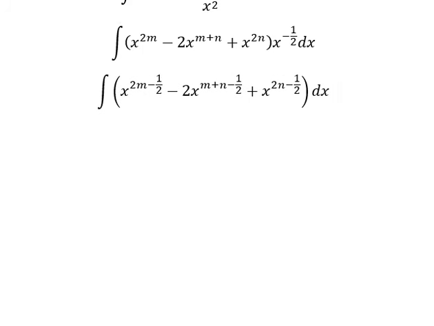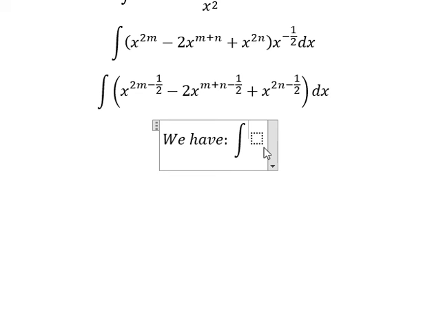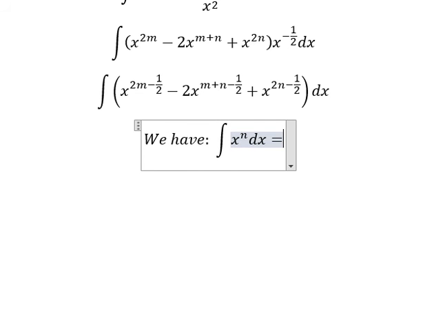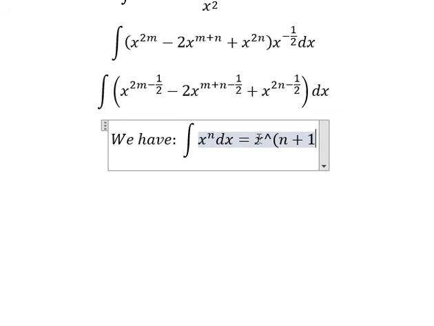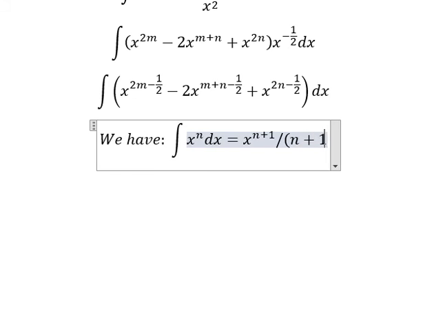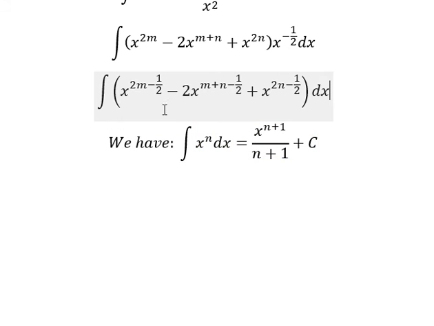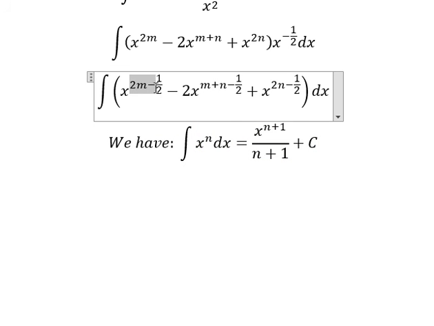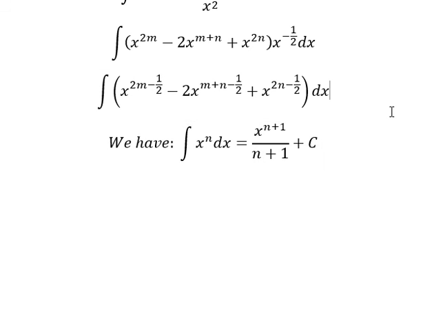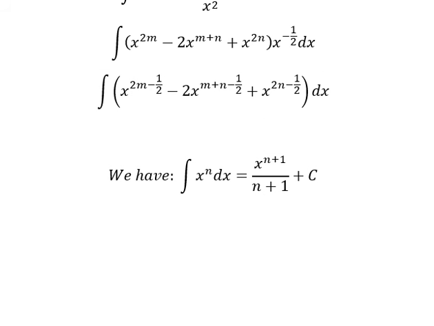Now, we have the formula in here. So we put this one to change for n. So this one plus number 1 and this one plus number 1. So we have the final answer.